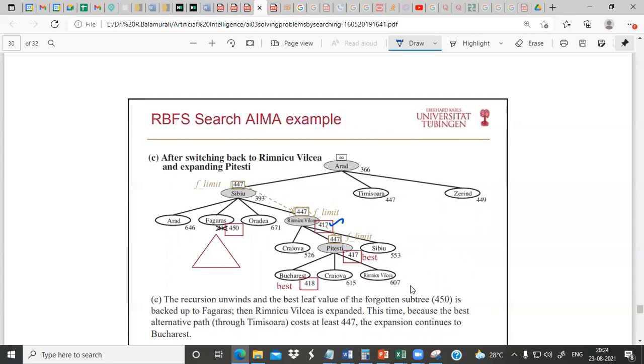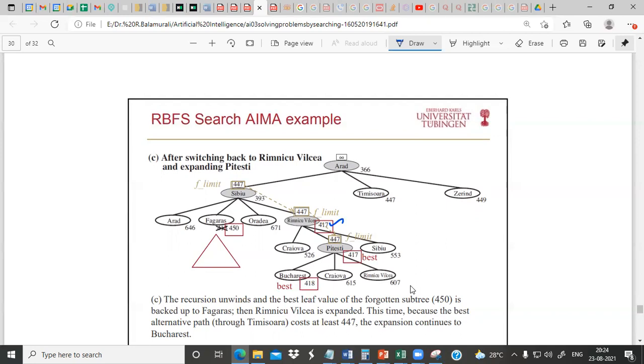So what is the next best level we have? The next best level is for Fagaras. This is 671, 450, 646. Fagaras is promising that it can take it at the cost of 447. Okay, so the next best cost we have is 447. So this 447 comes as f limit.